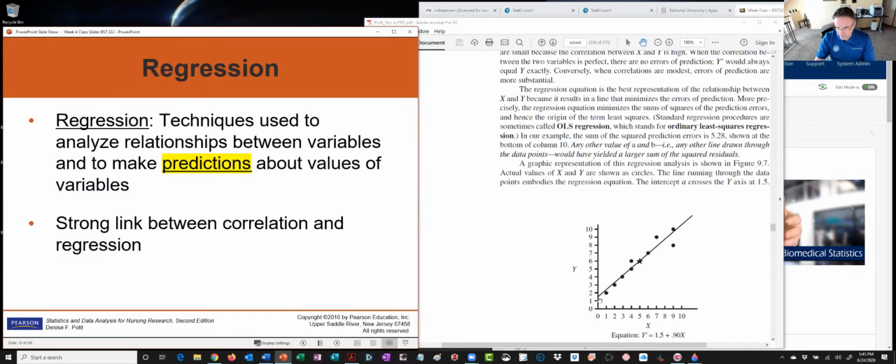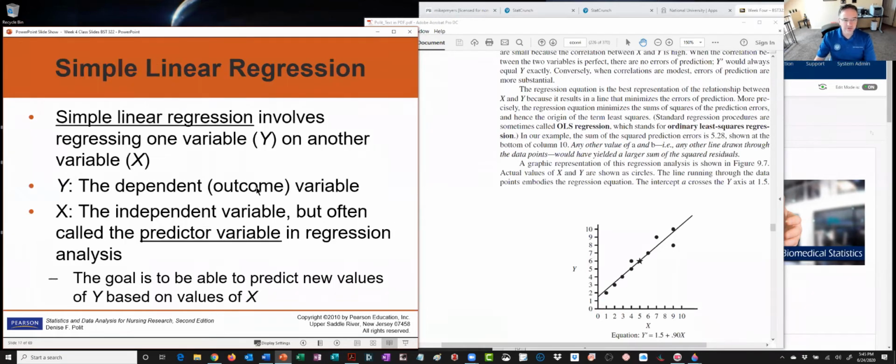Once we get our line, which we'll talk about in just a bit, we've made this least squares line, you probably remember from math class. We can predict based on certain values of X what we're going to get for Y. We may not always be right, but we can predict, hey, if someone gets a certain score in the midterm, they're going to get a certain score in the final. So there's a strong link between correlation and regression.